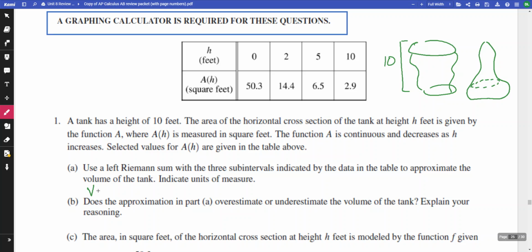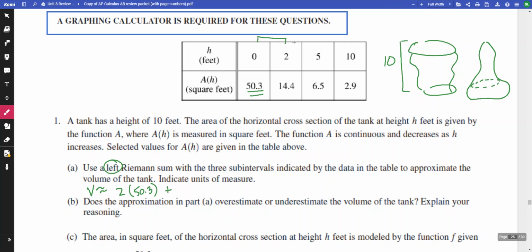Okay, so use a left Riemann sum with 3 subintervals to approximate the volume of the tank. So the volume of the tank is going to be approximately, and here we're using a left Riemann sum. So we need to know the width of our interval and then times the height of our interval. And in this case, we have 2 feet times 50.3 square feet would give me cubic feet.